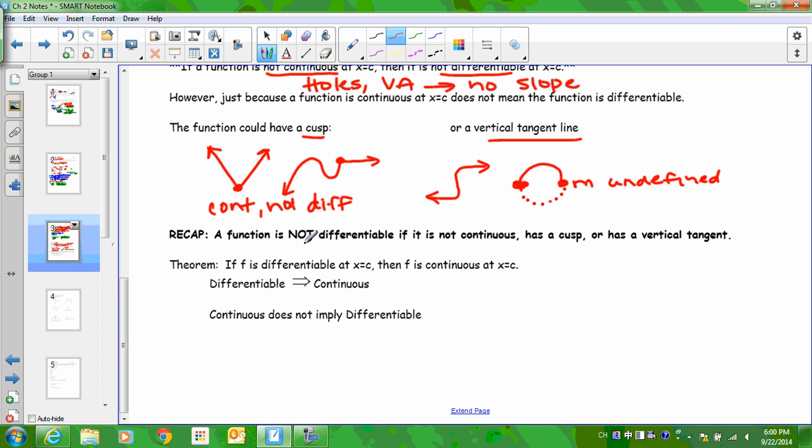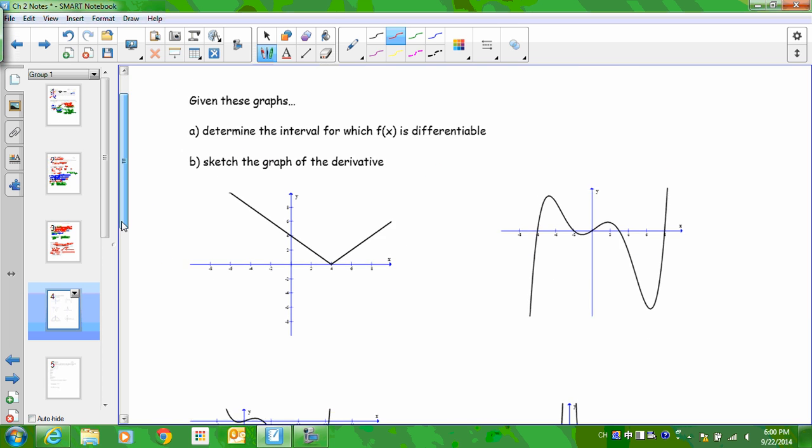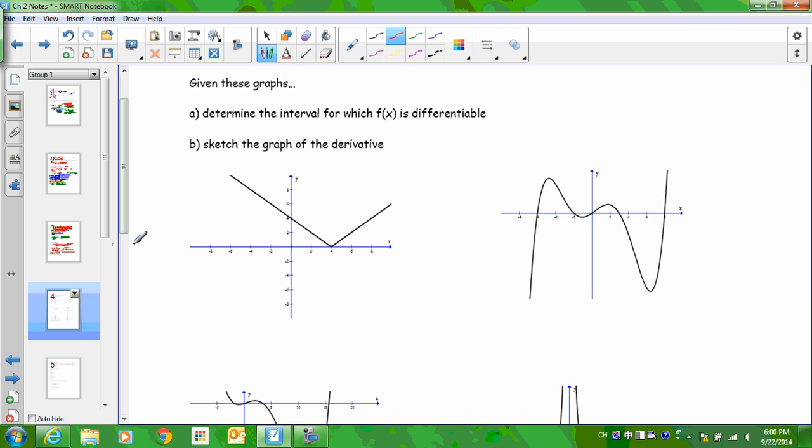So just to recap, not differentiable if it's not continuous, has a cusp, or a vertical tangent, and then we have a theorem that states this. Okay, it's a one-way thing. Differentiable means continuous, not necessarily the other way around. Let's practice doing the derivatives on the graphs. First, determine the interval for which f of x is differentiable. Okay, also, this should be like this. Okay, remember, this is a cusp.